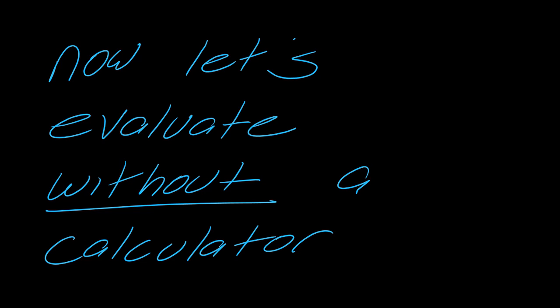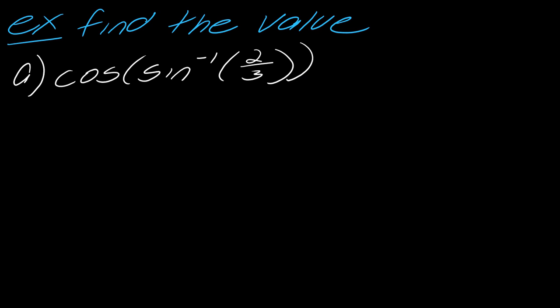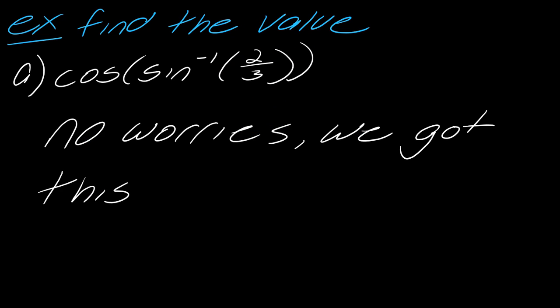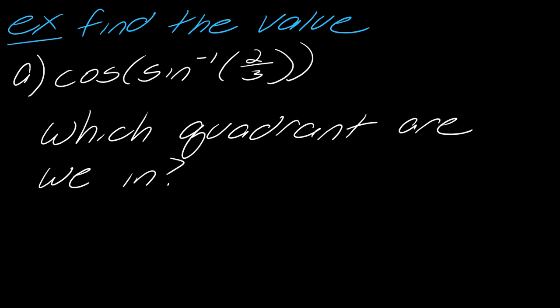Okay, so now let's pivot and evaluate without a calculator and just talk about how to work from that angle. All right, so the first example we're going to look at is to find the value of the cosine of the inverse sine of 2 over 3. So 2 over 3 is not one of the coordinates on the unit circle, but no worries, we got this. First we have to think about what quadrant we are in. This is positive, and if you think about the intervals for inverse sine, this is going to be in the first quadrant.